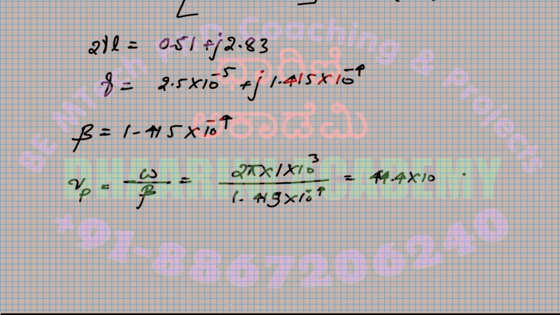10 to the 6 meters per second. So if at all you represented beta in kilometers, then I will be getting kilometers per second. That's all. Okay, right? So that's the solution.